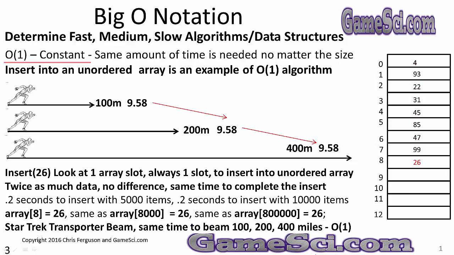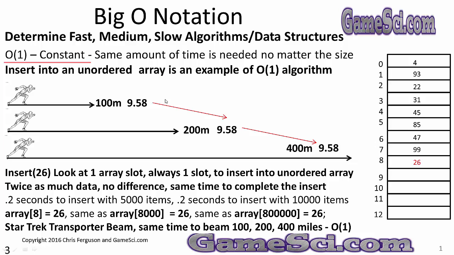Let's look at something very different. Big O formula order of 1, or constant algorithm. This says the same amount of time is needed no matter what the size. Insert into an unordered array is an example of an order of 1 algorithm.